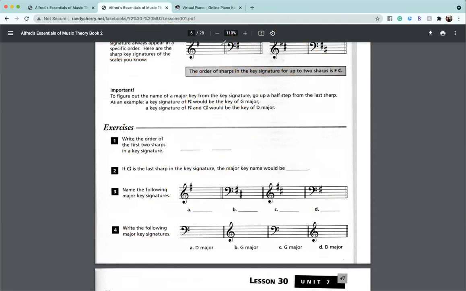So there you go. Basically the most important thing that you look for ahead of time is the order of the sharps. Just remember it's going to be F, C, G, D, A, E, and B. I'm sorry, A, E, and B. A little cartoon character voice.